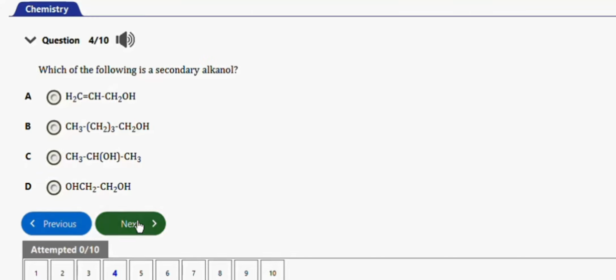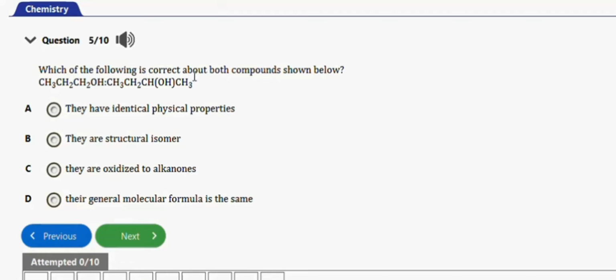The next question says, which of the following is correct about both compounds shown below? So this shows that they have identical physical properties. No, they are structural isomers. No, they are diols, not alkanols. No, their general molecular formula is the same. Yeah, option D is the right answer.